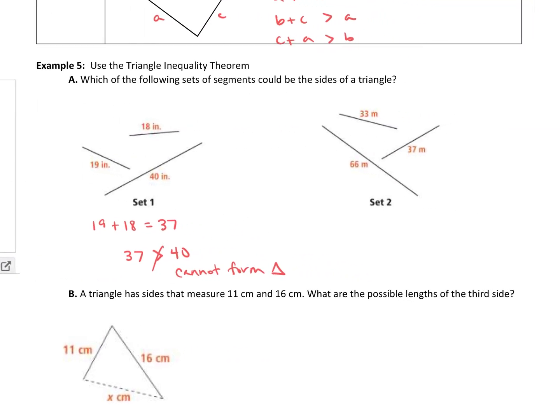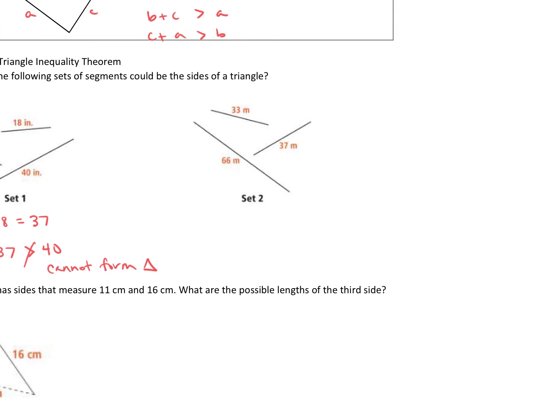All right, so let's move on to set 2. Let's see if this one will work out. Again, you can start with the two smallest sides to see if the sum will be greater than the third side. So our two smallest sides are 33 and 37. Let's add those together to get their sum. 33 plus 37 is 70. Is 70 greater than the third side? The third side is 66. Yeah, 70 is greater than 66. So set 2 can form a triangle.